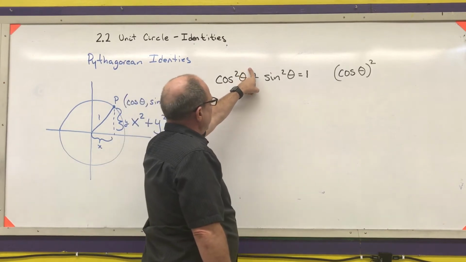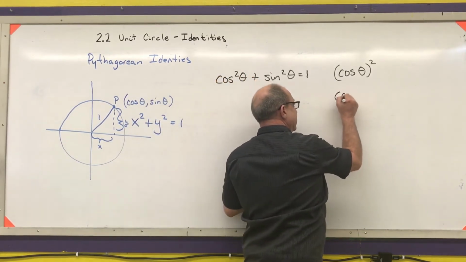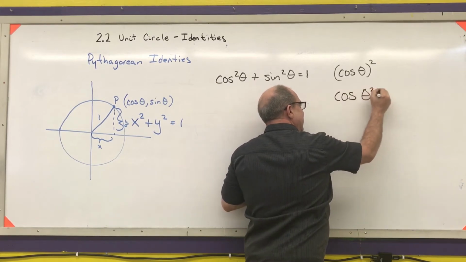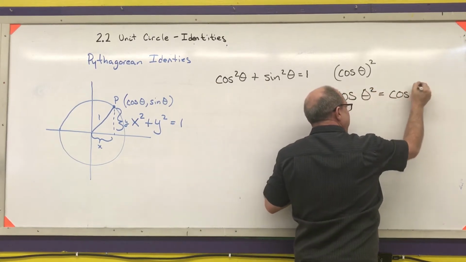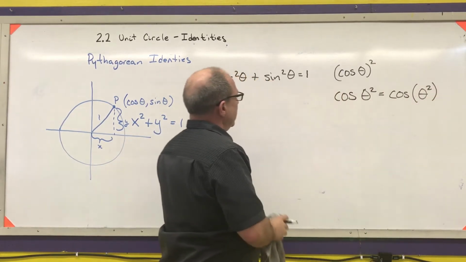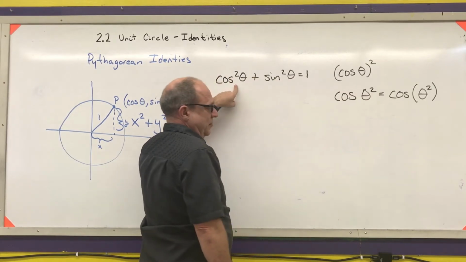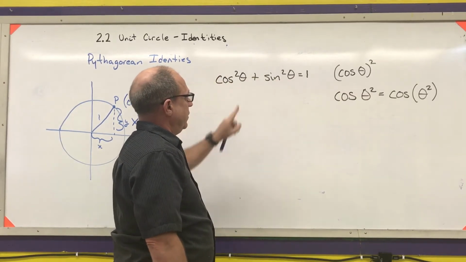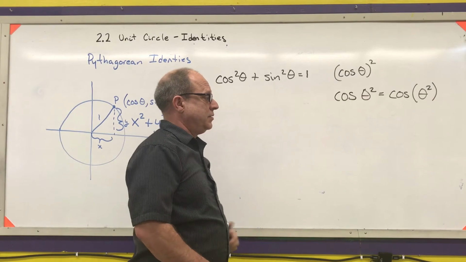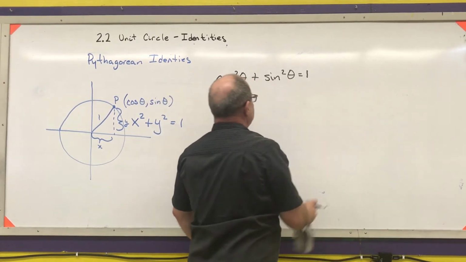I would have put the squared up here. It would have been if I wrote it like this, that would equal the cosine of theta squared using order of operations. So to get rid of the ambiguity, they put the squared after the name of the function. Okay? I just want you to realize that that's what that means. So that is our first Pythagorean identity.